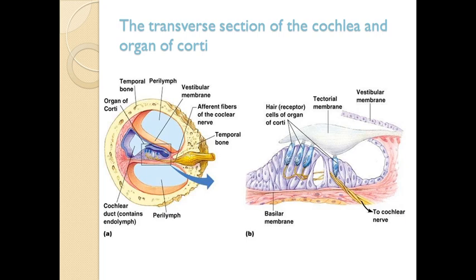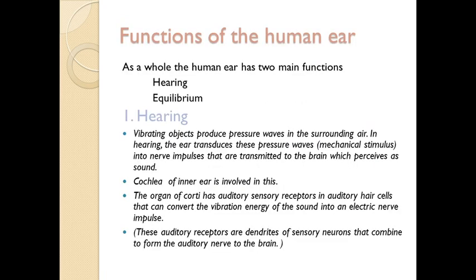So basically, if you are asked to write what the parts of the organ of Corti are, then there are 5 main parts that should be mentioned. First, auditory receptor cells or sensory hair cells, supportive cells, nerve fibers of the auditory nerve, the basilar membrane, and the tectorial membrane. Remember, even the basilar membrane is a part of the organ of Corti. The organ of Corti is found on the basilar membrane, but the basilar membrane is also a part of the organ of Corti. Then we can move on to the functions of the human ear.